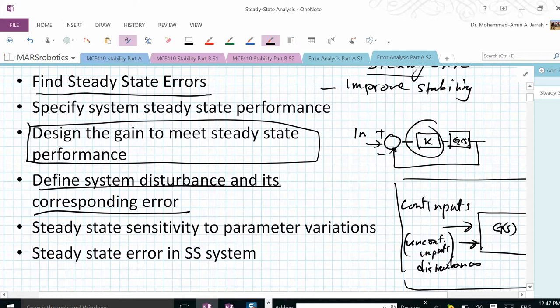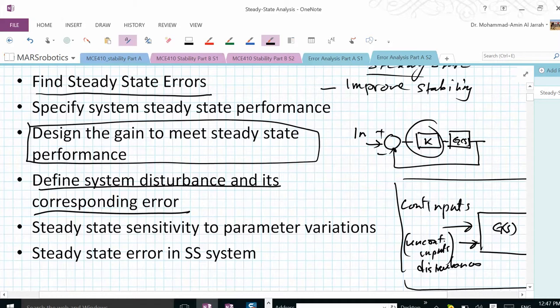Steady state sensitivity to parameter variation. What do we mean by the steady state sensitivity to parameter variation? What do we mean by parameter variation? Changing the input, right? Wrong. Parameters are not related to the input. Let me give you the example of a second order mechanical system, a mass spring damper system. What are the parameters in this case? Exactly, these are the stiffness K, the mass, the damping. These are the parameters of the system.